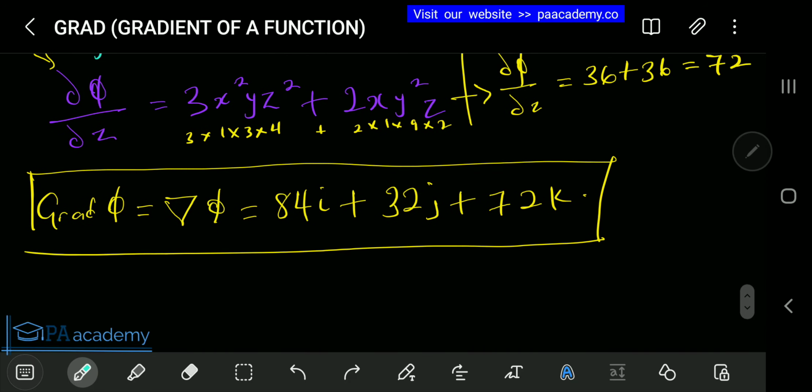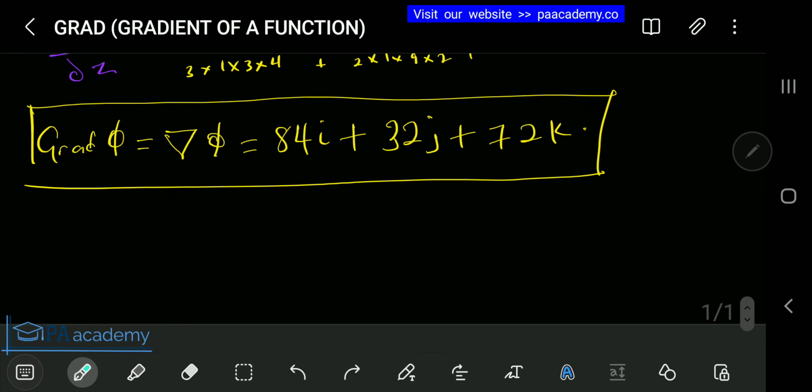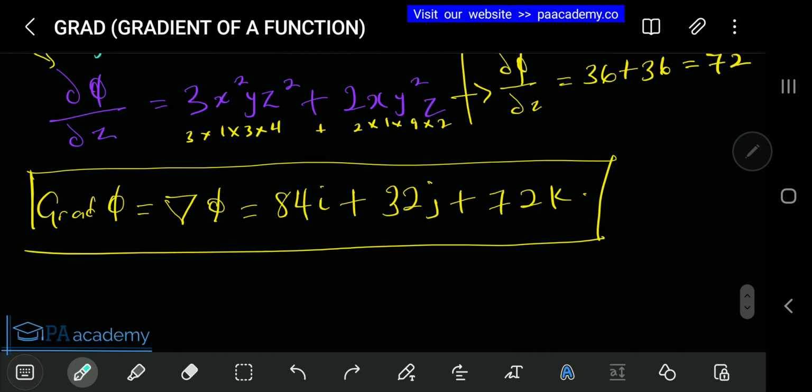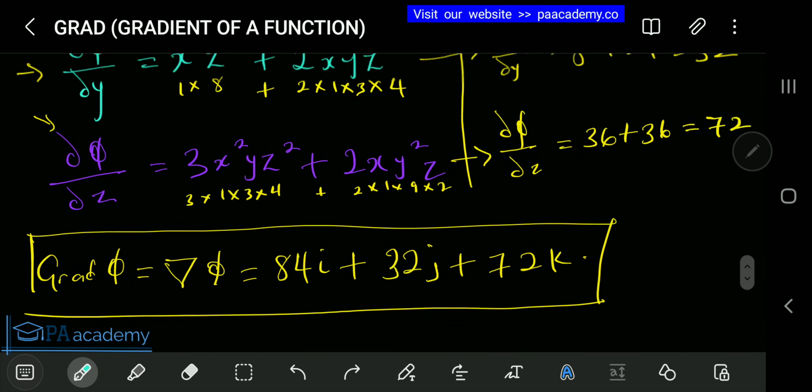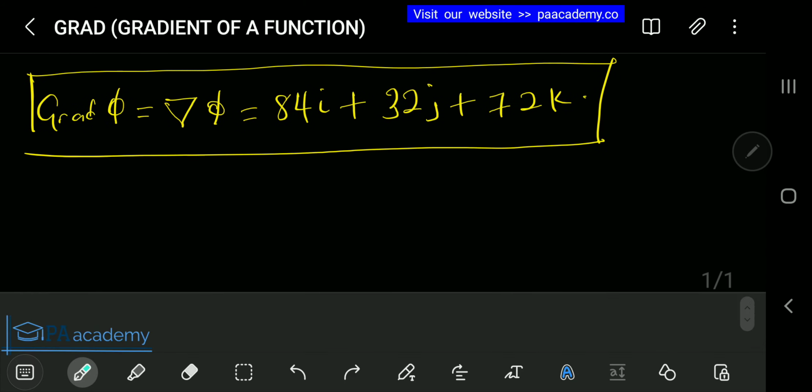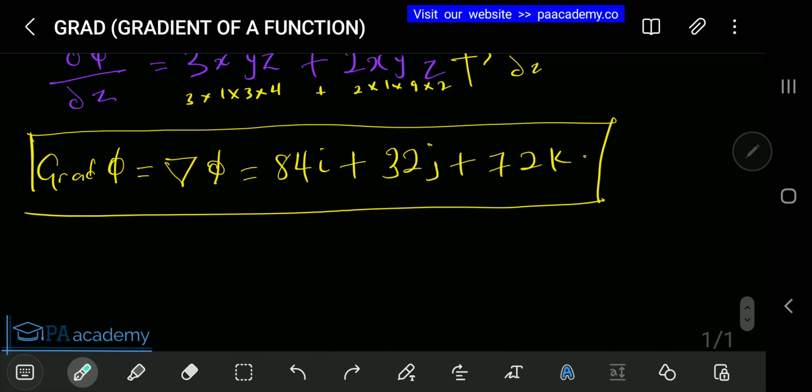All right, so now let's look at another example. I'll be doing the second example. This is example 1. I'll be doing example 2 in another video, in the next video. I don't want this video to be too long.